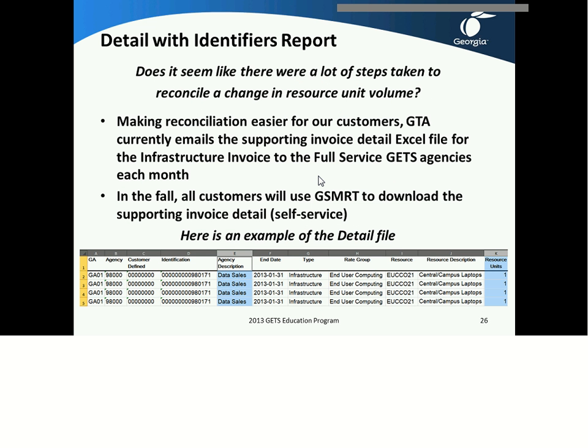Well, we know that seemed like a lot of steps to get to that information, so we've made available currently today, through email to the full service agencies, a detail with identifiers report. So every identifier detail that's associated with the resource unit is in this report. In the example shown here, you can see that we've pulled the same January data for data sales for laptops, and you can see there's a total of 4 there, just like on the slide before. In the fall, this will be self-service through GSMRT, and you'll be able to get it once the invoice comes out. You won't have to wait for the email to be sent.